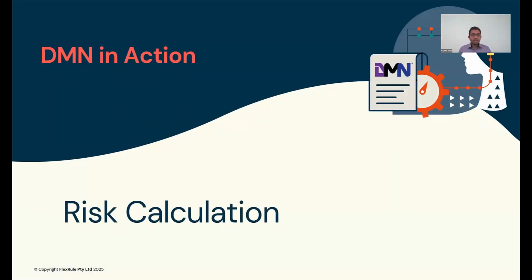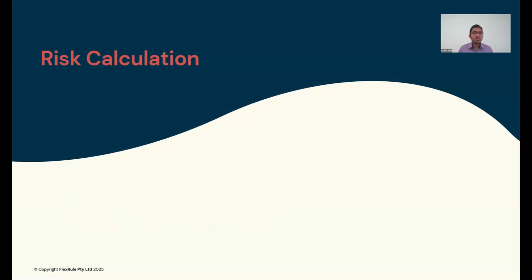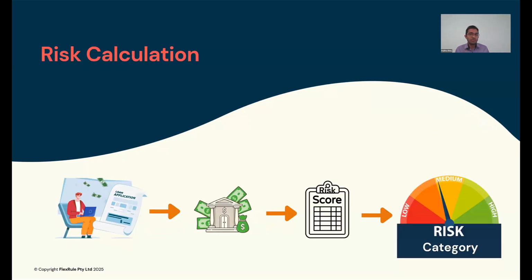So in this webinar and throughout this webinar series, we're going to talk about the risk calculation scenario. Let's say you want to apply for a loan. You need to be creditworthy for a bank, so the bank needs to make a decision about which risk category you fall into.